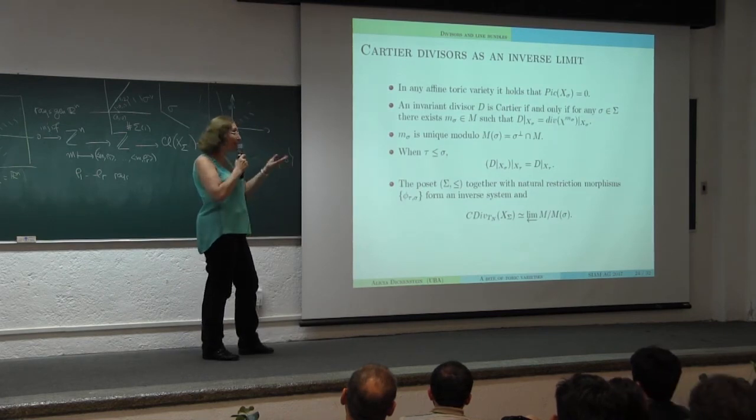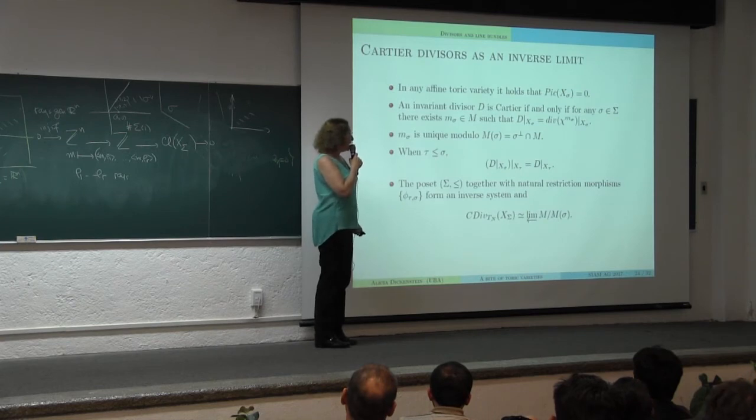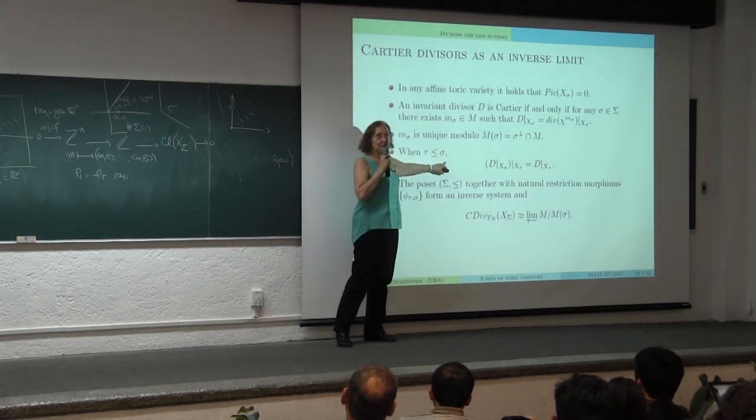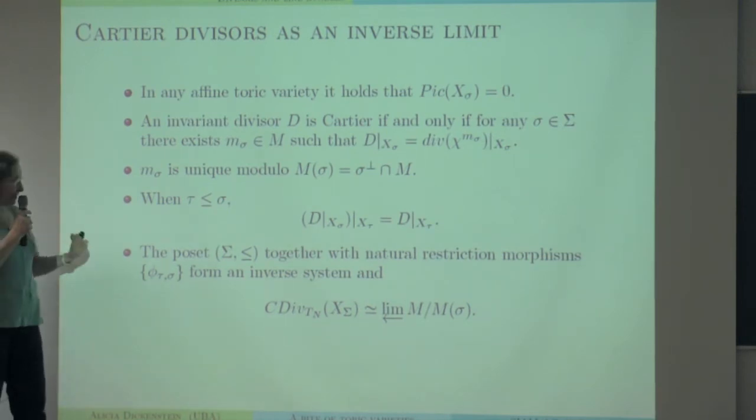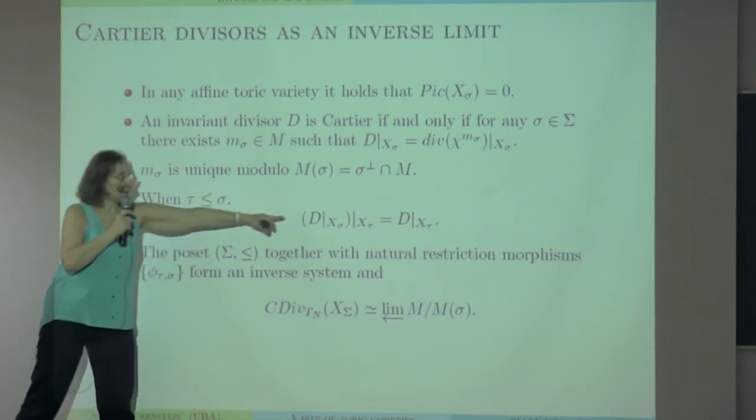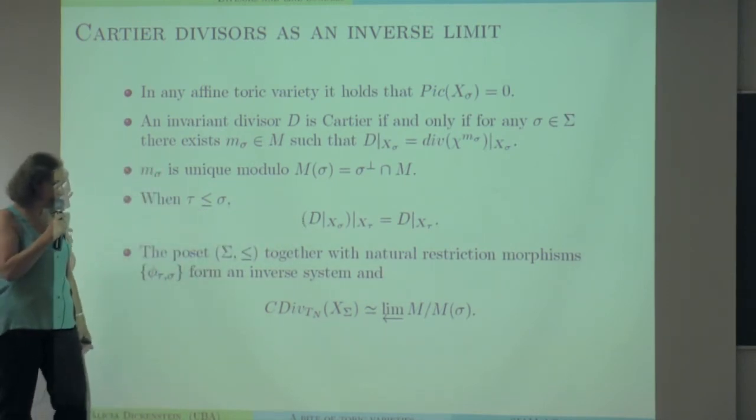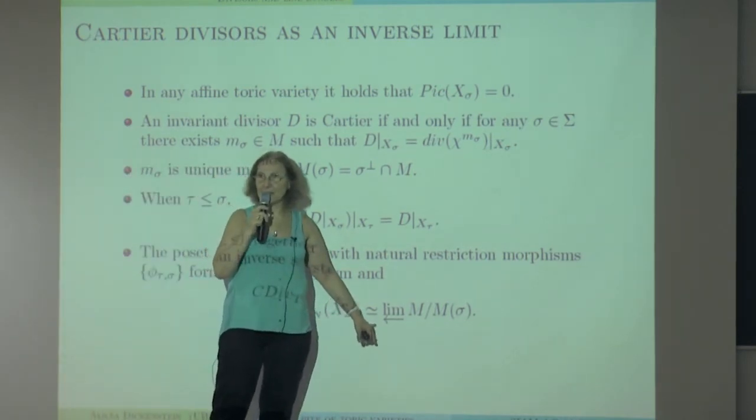For each face, we have these divisors and they glue. And we have a poset, a partially ordered set, given by this relation, which means this is a face of this one. And in fact what happens is that there is this natural restriction map that I'm not writing, these form an inverse system, and this is equivalent to this inverse limit. Let me wrap this up for you.